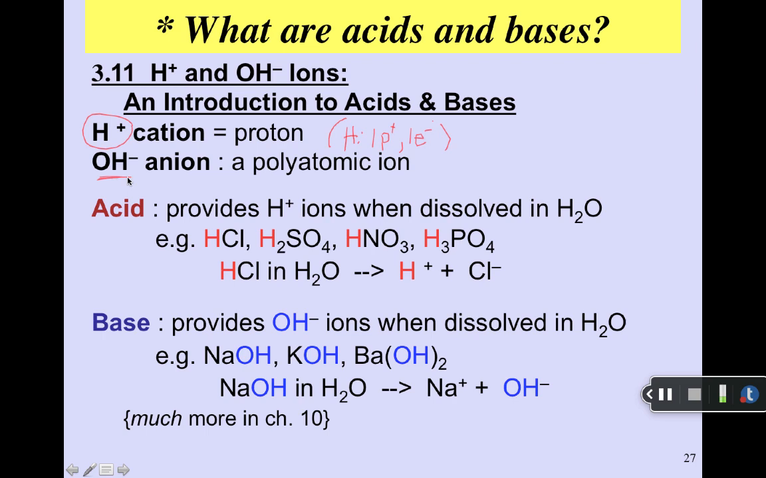The hydroxide anion is characteristic for bases. It is a polyatomic ion, although polyatomic in this case is only 2 atoms.